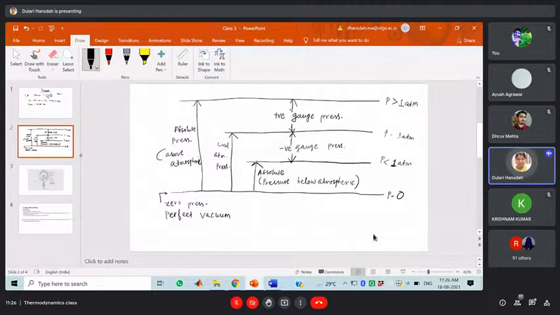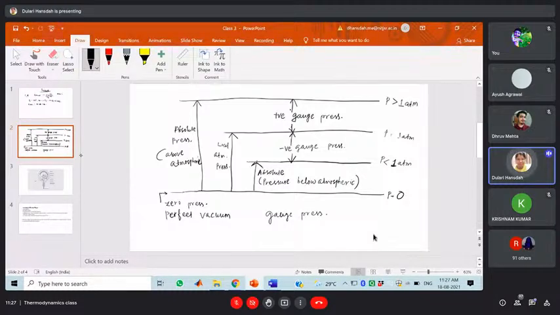Okay, so it will measure relative to your perfect vacuum or absolute vacuum, or absolute zero pressure. Most of the pressure measuring devices are calibrated to read zero in case of your atmospheric condition. So that instrument will indicate the difference between the absolute pressure and local atmospheric pressure, and that difference is given as the gauge pressure.